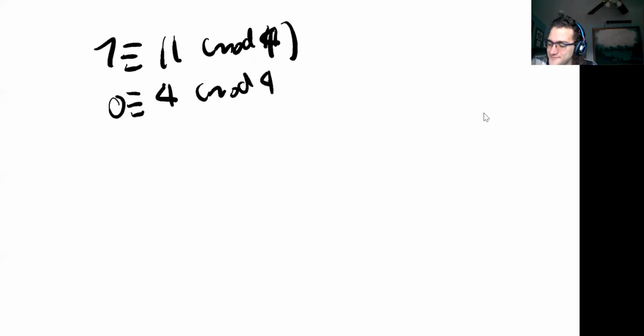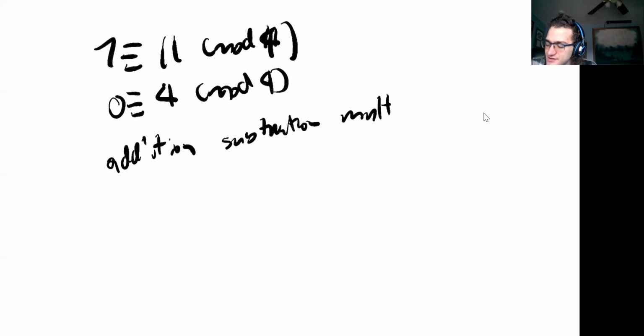Maybe this is kind of a strange thing to be thinking about. So let's suppose, we're talking about... So I guess a key thing here is if you're talking about addition, subtraction and multiplication, you can reduce everything mod 4.